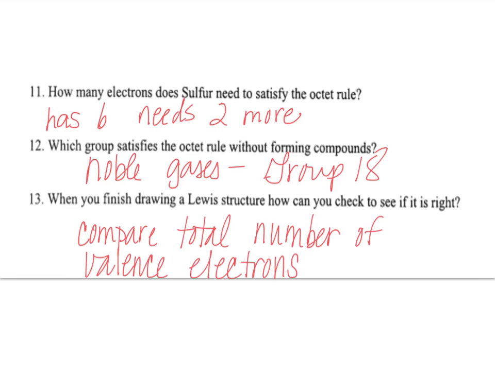13, when you finish drawing a Lewis structure, how can you tell to see if it's right? Remember how you need to add up all the valence electrons for all the atoms involved, and then you will count the total number of valence electrons in your Lewis structure, and they should match.